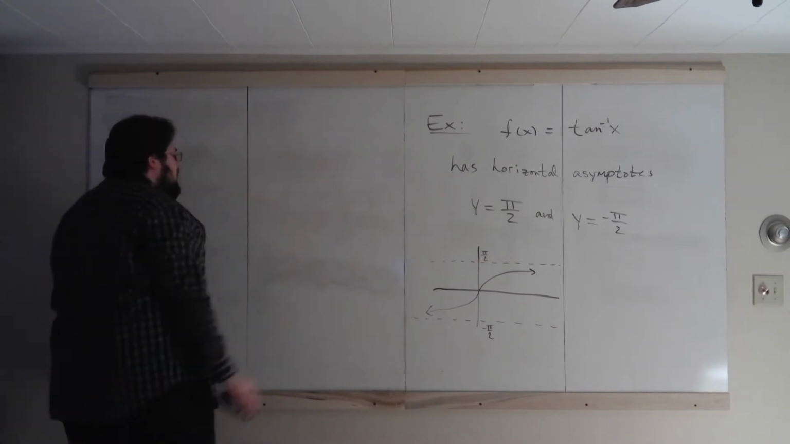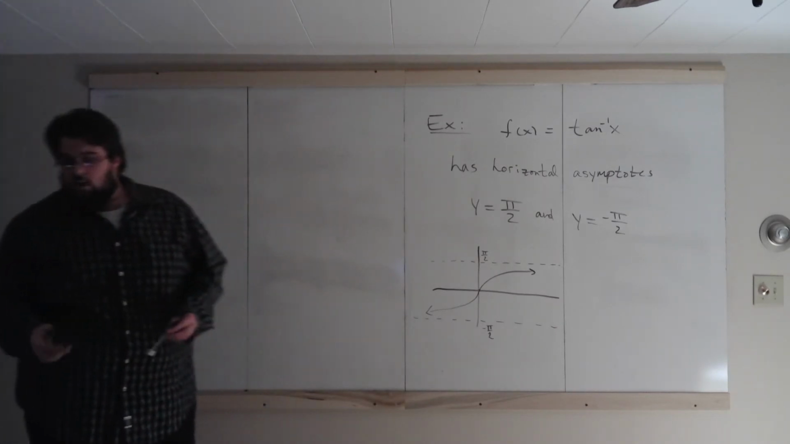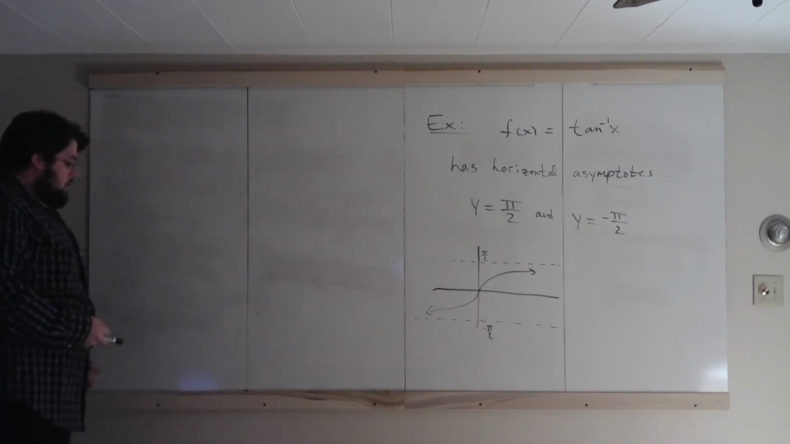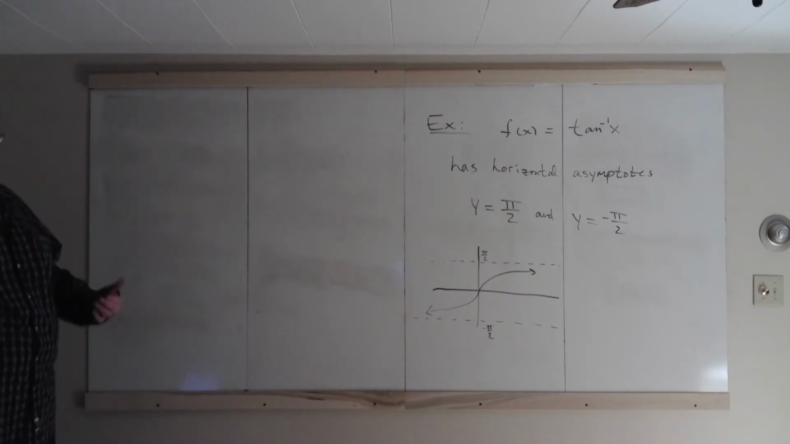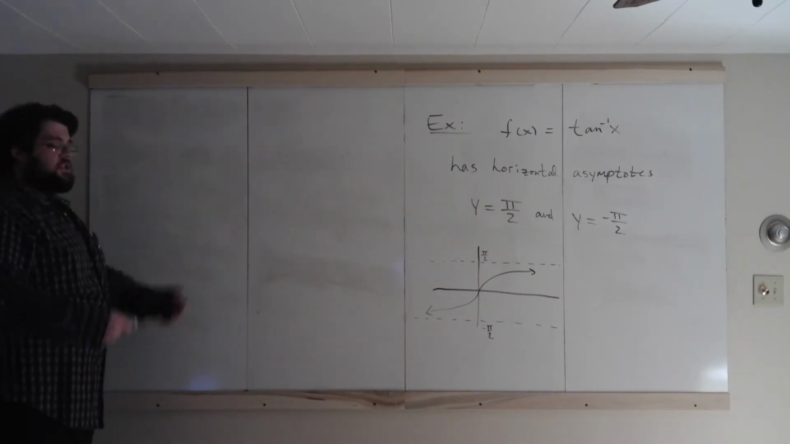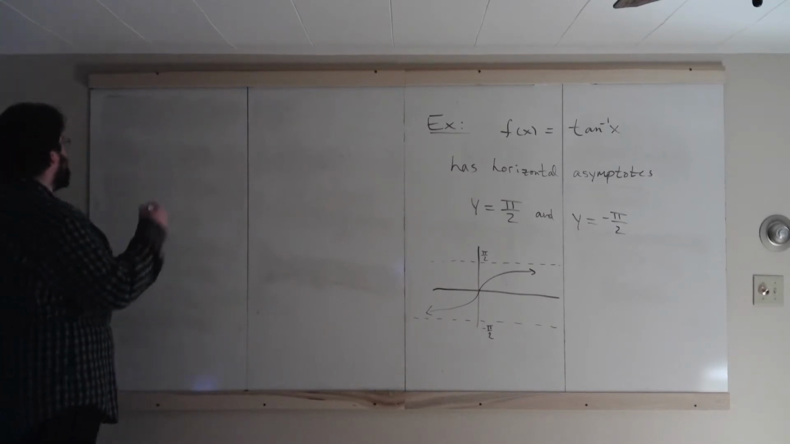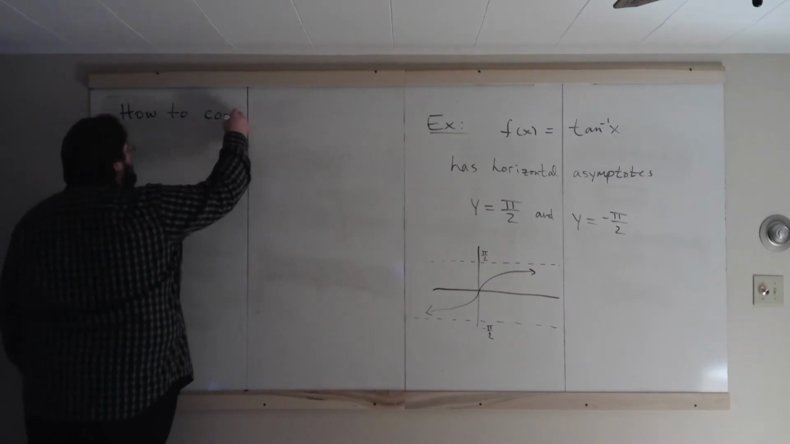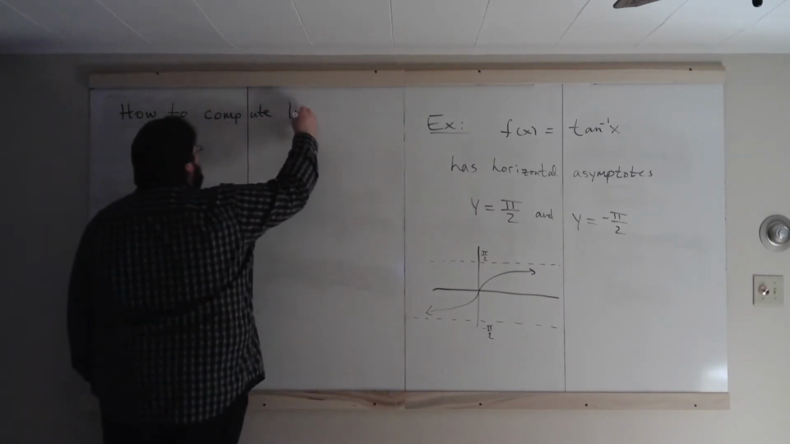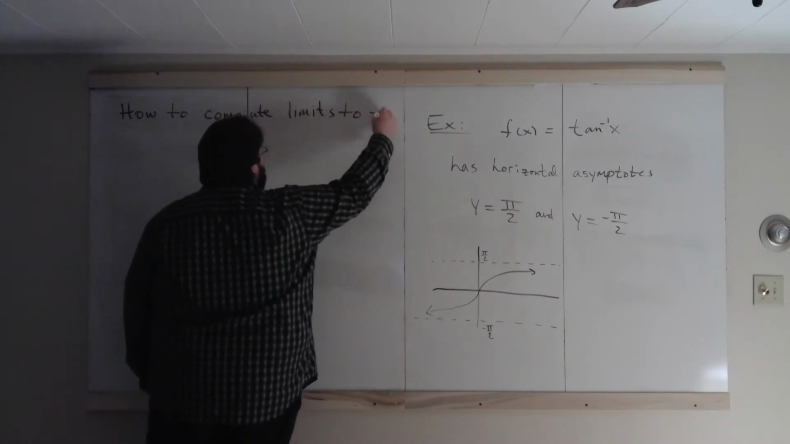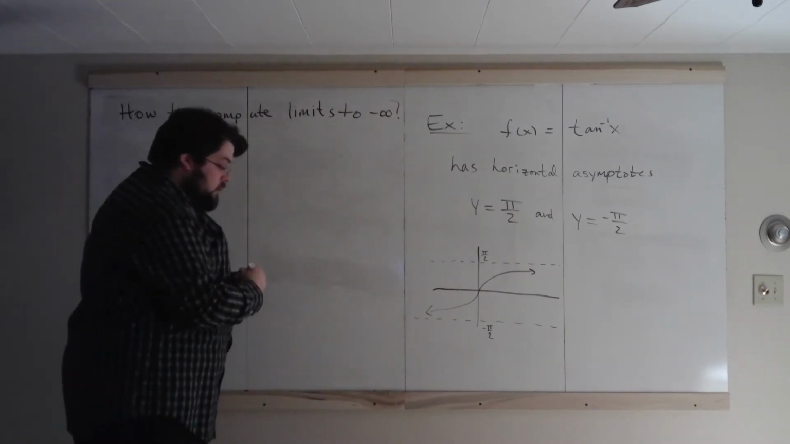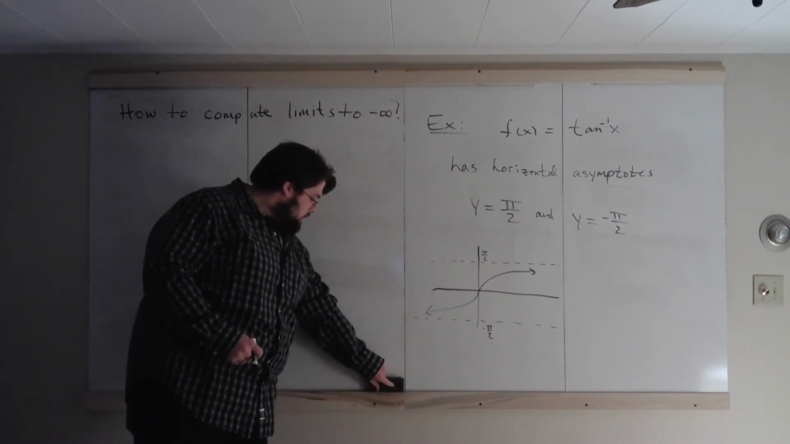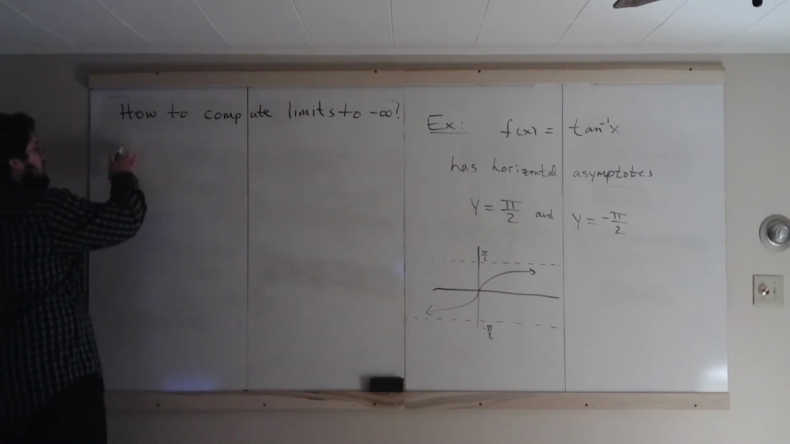But limits to negative infinity, to this point, we actually know only one way to compute, and that's using L'Hopital's rule. And we'll see that using L'Hopital's rule on some functions leads to very unpleasant computations. So how do we compute limits to negative infinity? Well, first you could use L'Hopital's rule. We won't do that for this video. So 1, L'Hopital's rule.